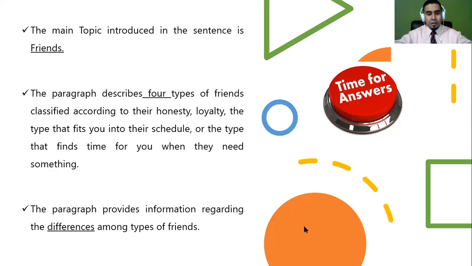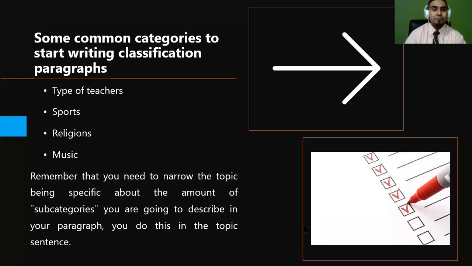And the third point is the paragraph provides information regarding the differences among types of friends. Now, this is related to the paragraph that we just read, okay, about the friends. Okay, it talks about the differences, okay, how they react, how they act, how they behave. Each type of friend has different behaviors, all right, and we read about them.